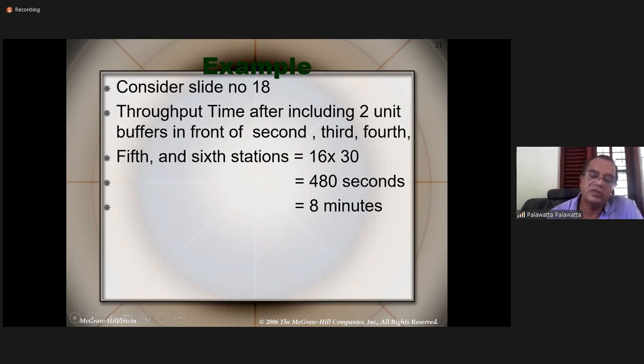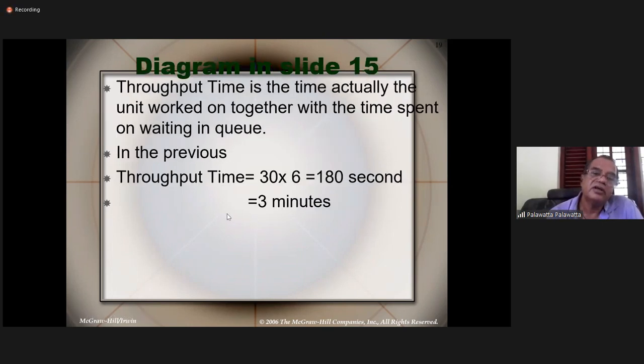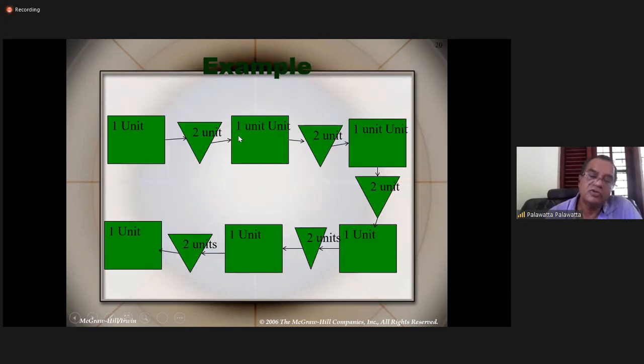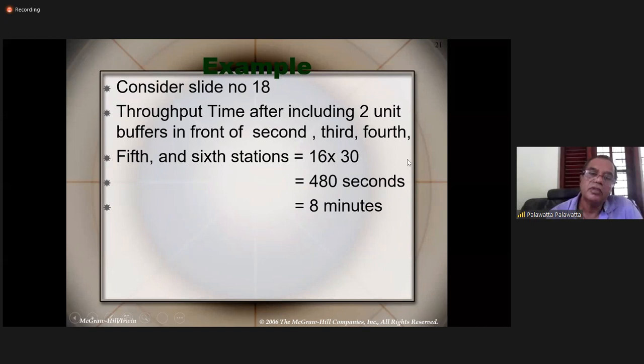In the example with no buffer, any unit that enters this production line will take 30 times 6, that's 180 seconds, which is 3 minutes, to come out. But with the buffers, of course, it now takes 8 minutes.